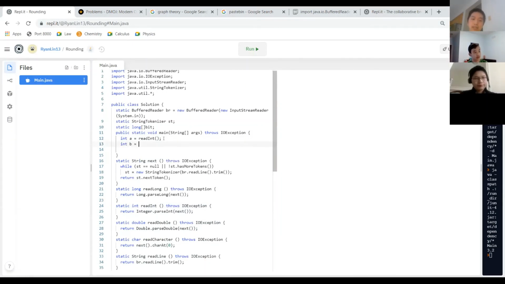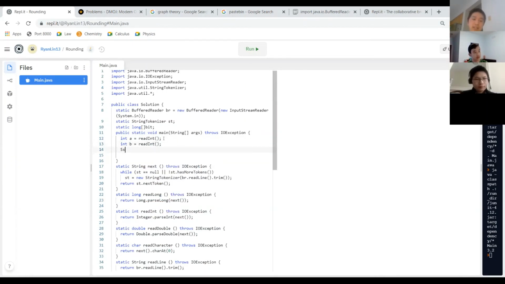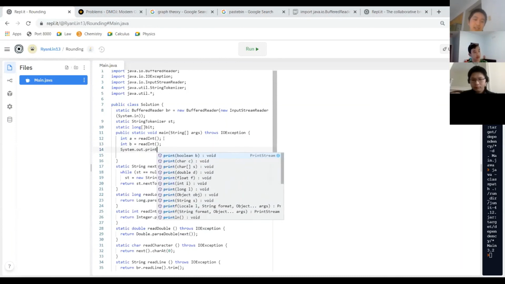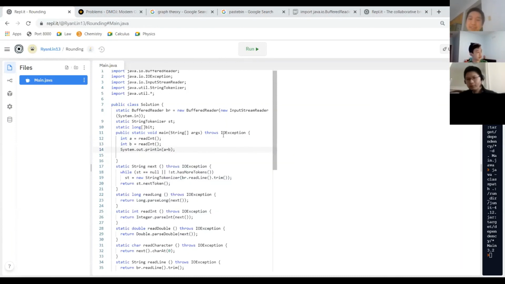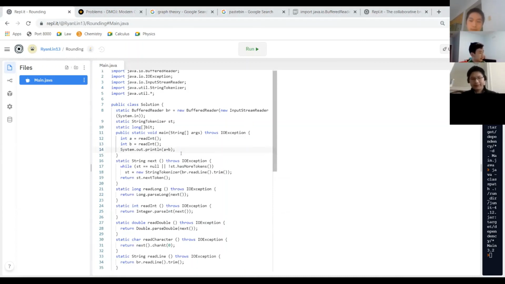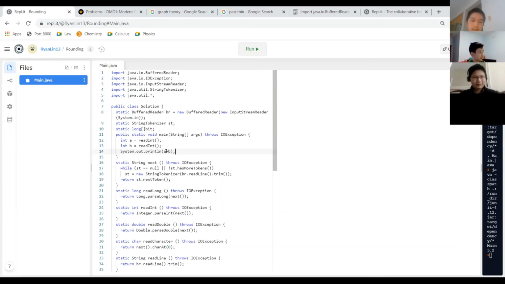Well, how do I read another integer? Well, I'll just do readInt again, and then I can print out a plus b. So done. You've already solved the problem with fast input-output. Yes. Right? I mean, you can just literally copy paste it. It's not against the rules or anything.